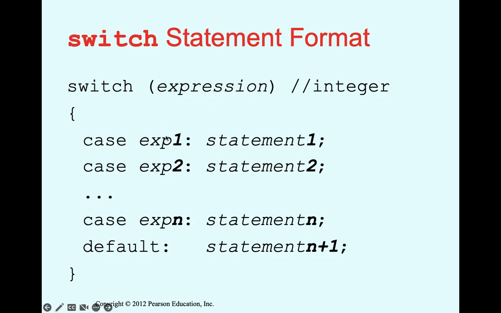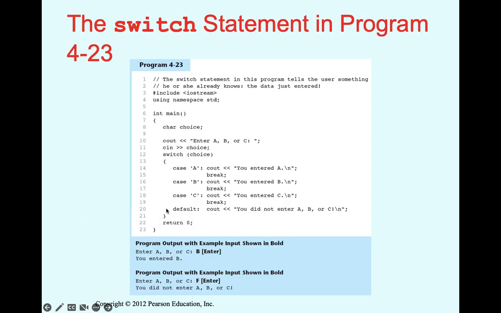You give a value. If this integer has this value, this will happen. Otherwise, this will happen if it has this value, and so on. Let's take an example. You ask the user to enter A, B, or C, and then we get the choice, and then we switch based on that choice.